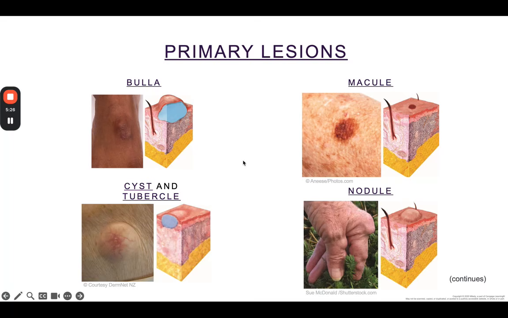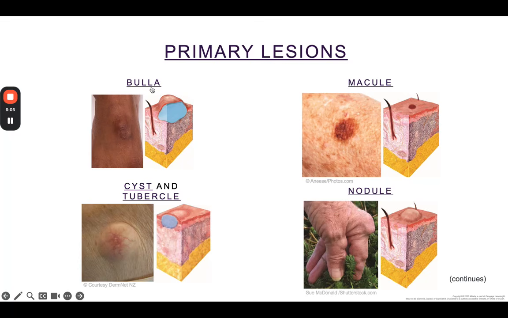We're going to start with what a bulla is, okay? And you are able to find a table of all the primary lesions if you're following along in your textbook from page 124 all the way to 125. Okay, so we're going to start with the bulla. A bulla is described as a large blister containing a watery fluid. It's similar to a vesicle. Bullas are blisters. They do require medical referral.